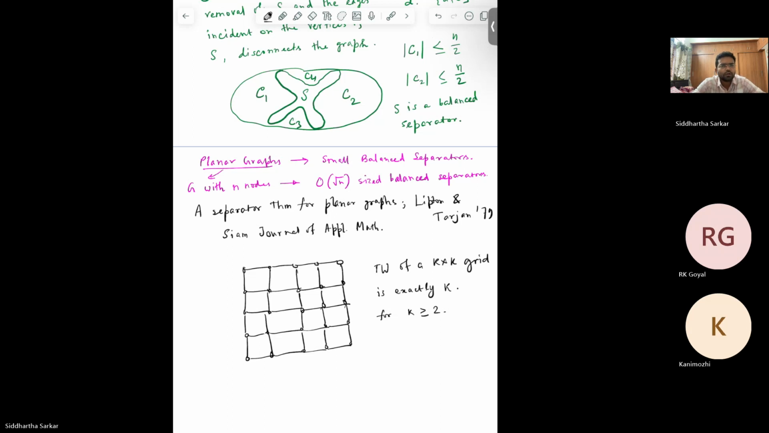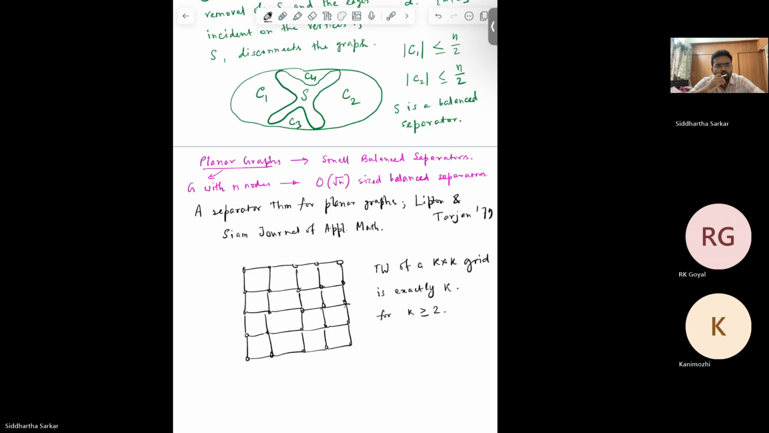So there is dependence. The number of vertices in the grid graph is k squared. So if the number of vertices is n in the grid, then the tree width is root n. So it is not independent of n.